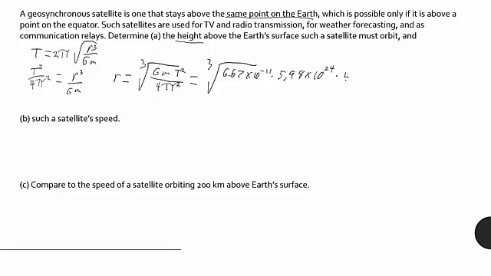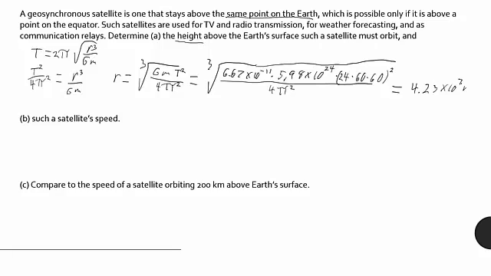So 24 hours times 60 minutes times 60 seconds. That whole thing gets squared. This is all under my cube root here. And then 4 pi squared. Throw that in your handy dandy calculator. And you get 4.23 times 10 to the 7th meters.